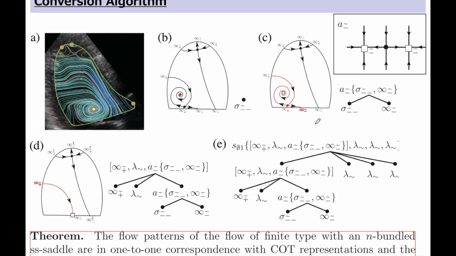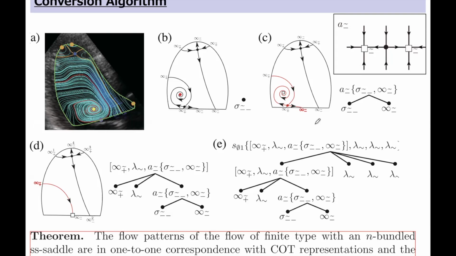This is the COT for this class. So we have shown that the flow patterns of finite type with n bounded saddles are in one-to-one correspondence with the COT represented here and the SS saddle connection diagram. This is why we can apply this mathematical theory to topological flow data analysis.